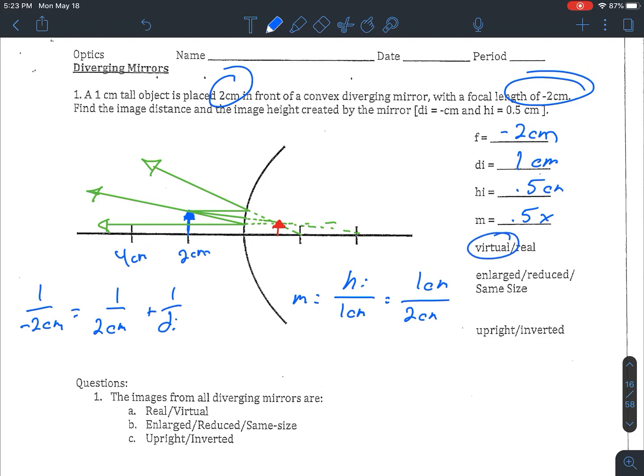So this is going to be a virtual image because the light does not actually converge. It appears to converge on the right side, but it doesn't. It is going to be smaller, or reduced. So we can see that in our ray diagram and in our math that we did, and it was upright.